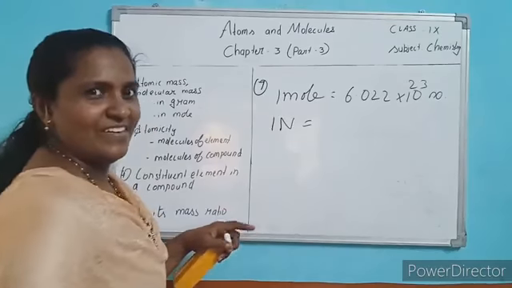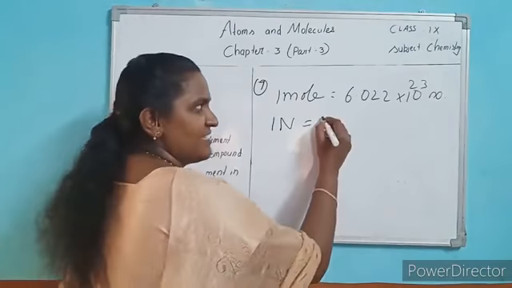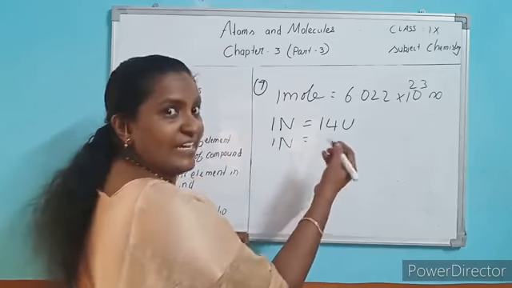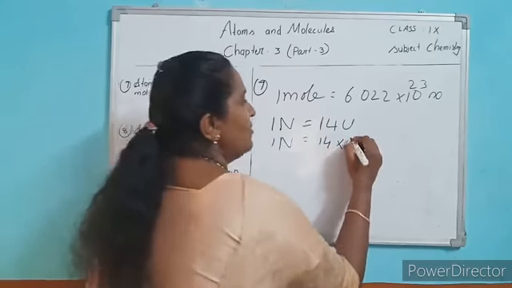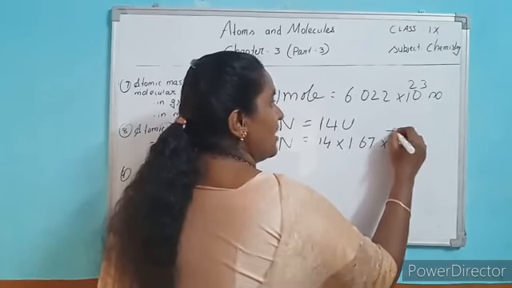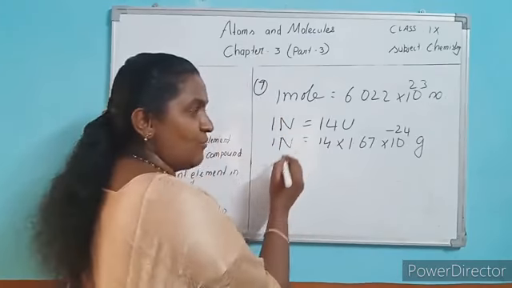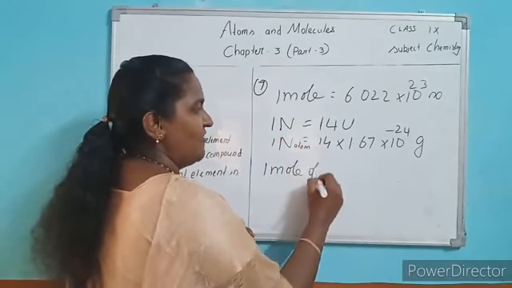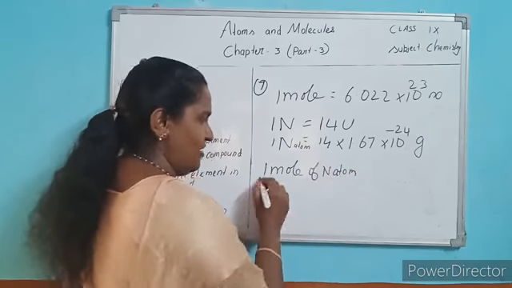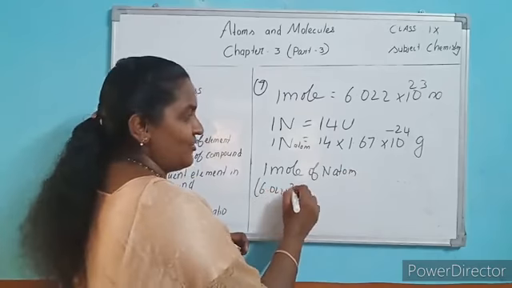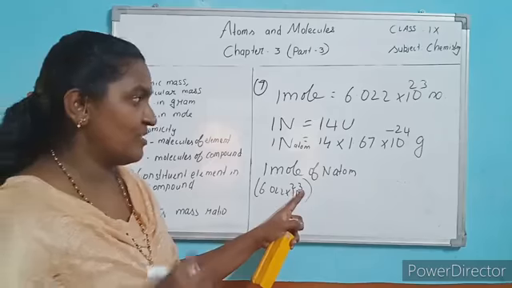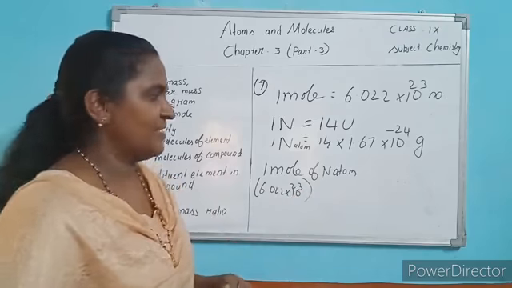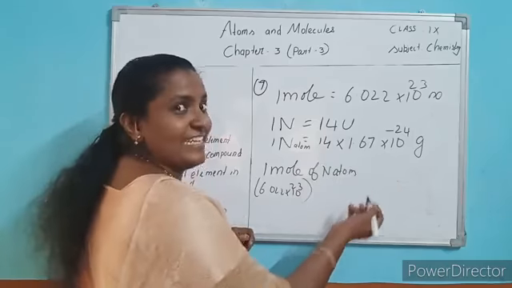1 nitrogen, what is the weight? With the standard unit we can find out 14 U. And what is that 1 nitrogen weight in gram? 14 into 1.67 into 10 raised to minus 24 gram. Now I want to find out 1 mole of nitrogen atom. What is 1 mole? 6.022 into 10 raised to 23 number of atoms. It is a long number, no? Very large number. So how to find out this mass in gram?